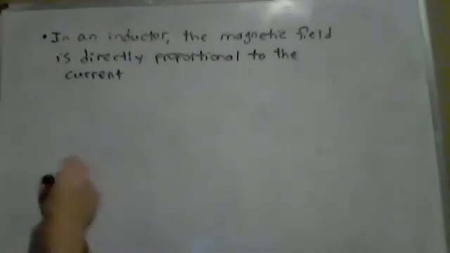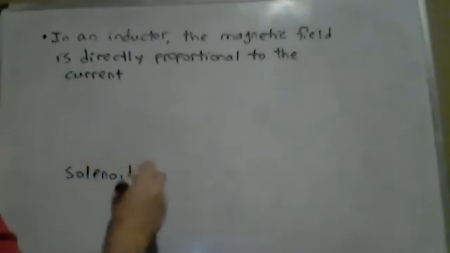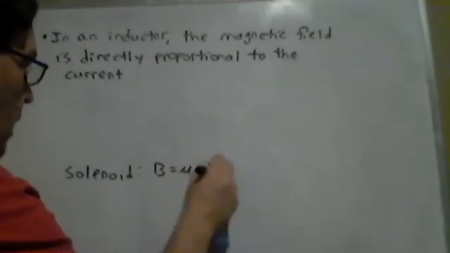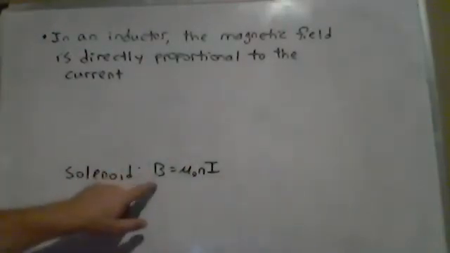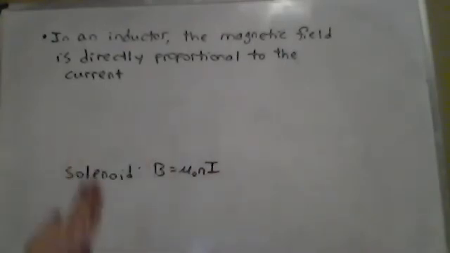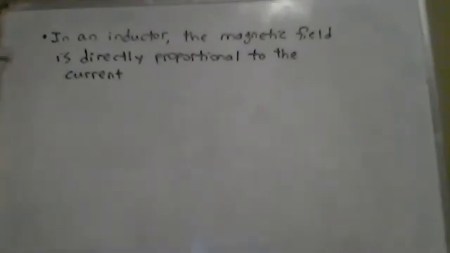We saw that with the solenoid, remember? Remember the solenoid? Magnetic field is mu naught N i. So again, the magnetic field is proportional to the current. This is one example of what we could use as an inductor, right? So we know that in an inductor, the magnetic field is directly proportional to the current. We know that. And to the inductance in the device.